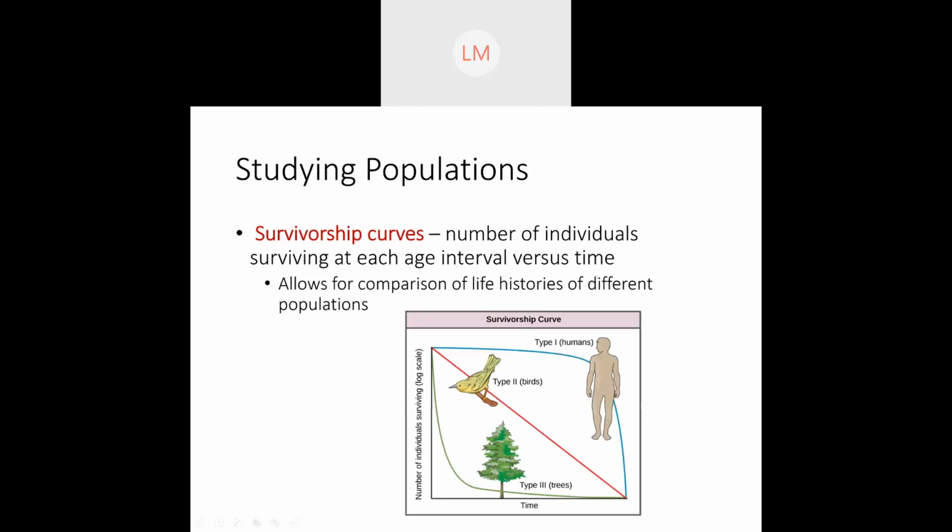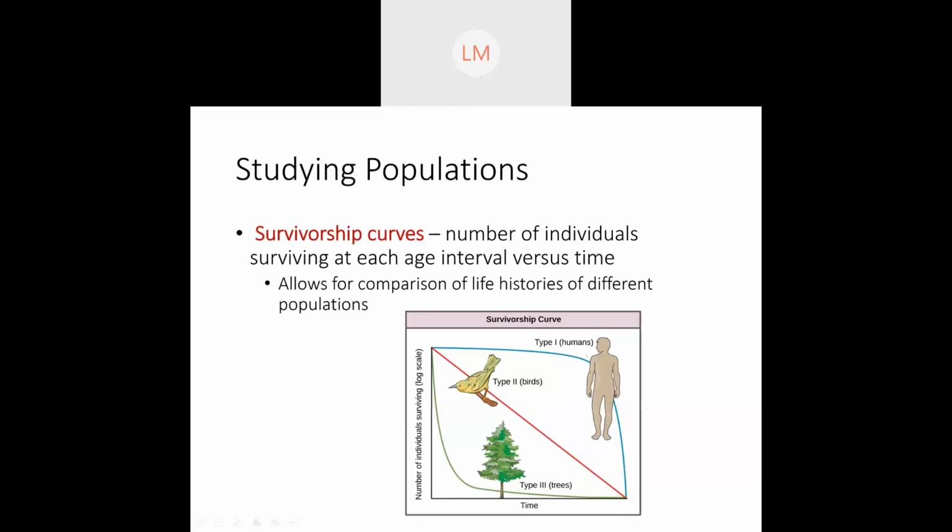So we've got our type 1 up here in the blue. And if you look at these axes, this is just time. So this is over time here. And on the y-axis, we have our number of individuals surviving. So our type 1 curve, we've got a high number of individuals surviving. As we go through time, it's still a high number of individuals surviving.